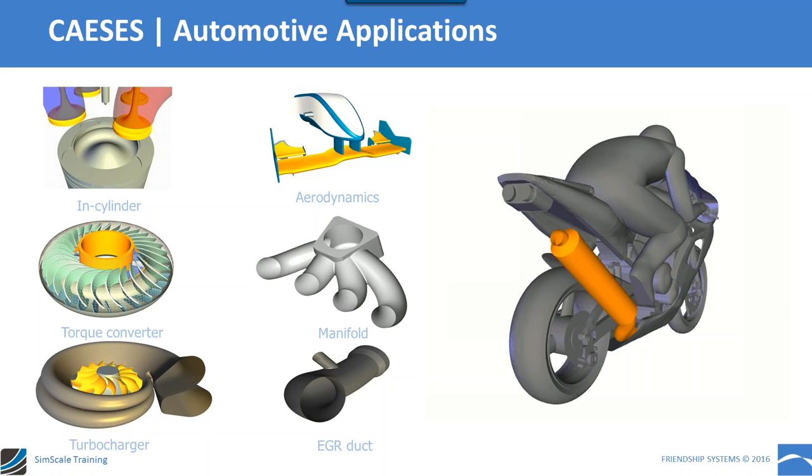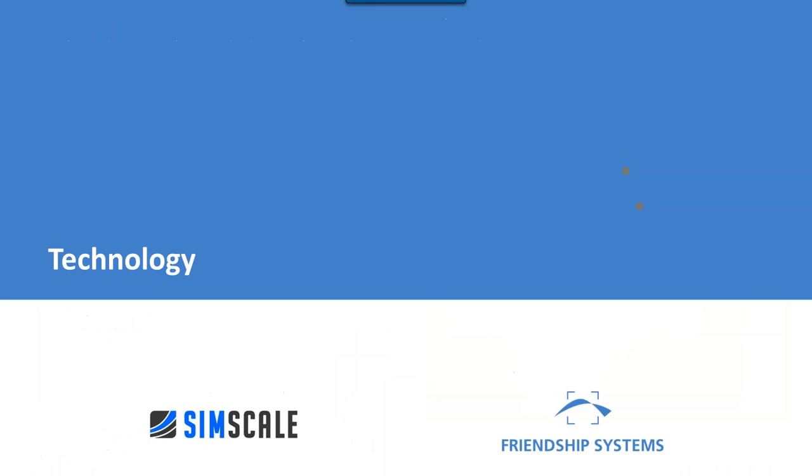So for example, in the engines, also external aerodynamics for the exhaust and the pipes, and like the cooling system and turbochargers. So we have a lot of domains that we can cover with this technique of parameterization and optimization.